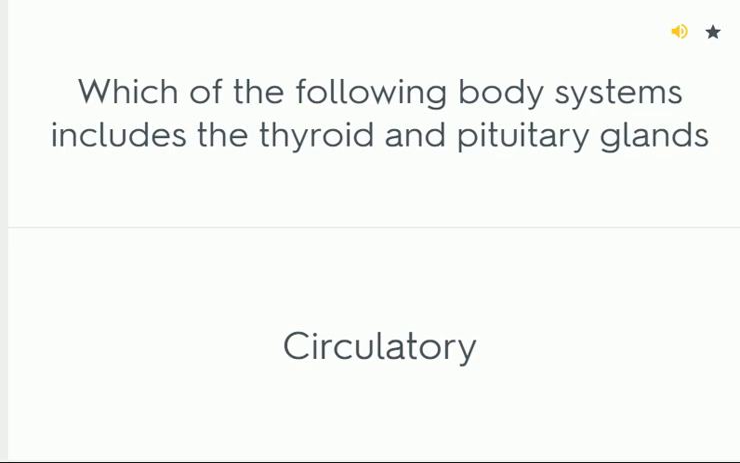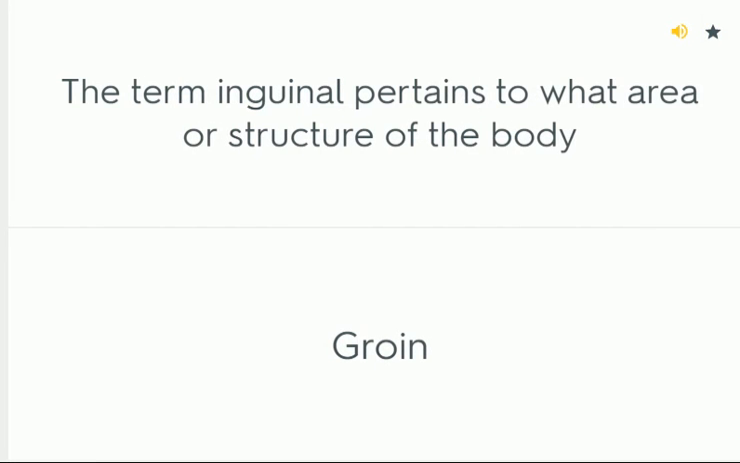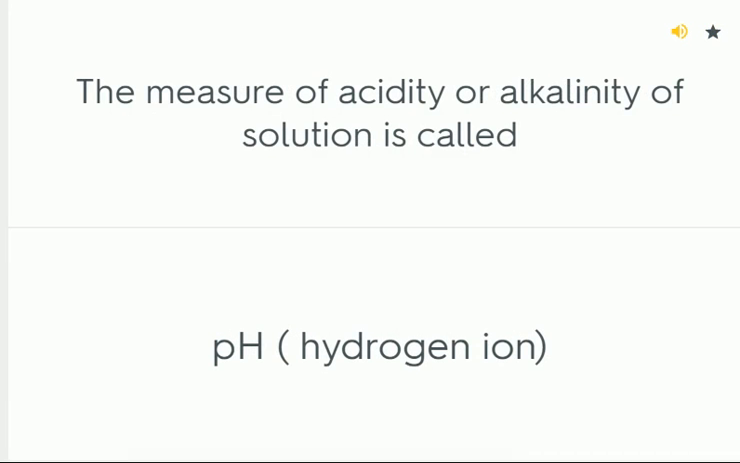Which of the following body systems includes the thyroid and pituitary glands? Circulatory. The term inguinal pertains to what area or structure of the body? Groin. The measure of acidity or alkalinity of a solution is called pH.